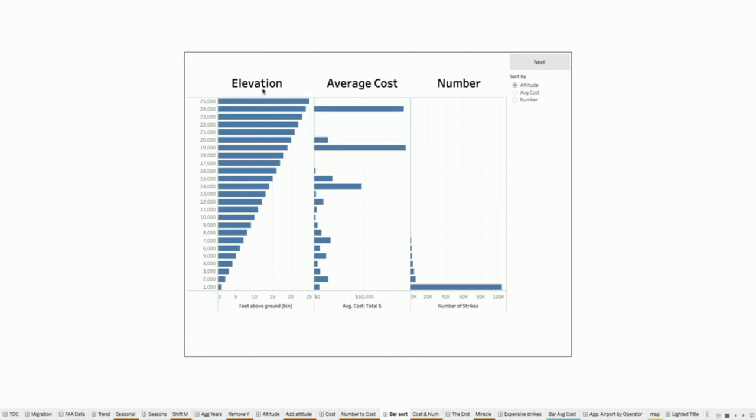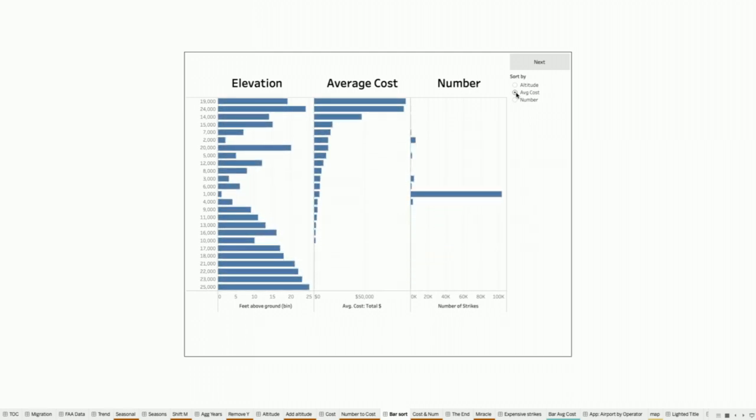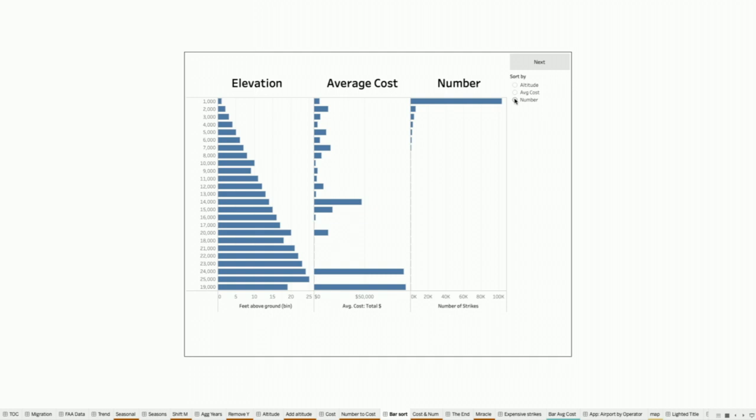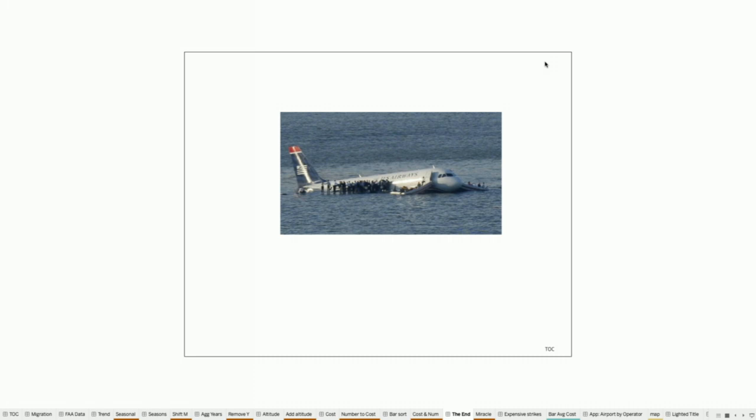So here's the data sorted by elevation. Oh, by the way, bars are really good for looking at sorting and in ranking. Here's average cost and here's number. So I can switch the sort to average cost, and we can see it doesn't really correlate very well with elevation, but if I switch the sort to number, we can see it's inversely correlated, so you can use animation to get a better sense of what that data is about, which can be important in a story.